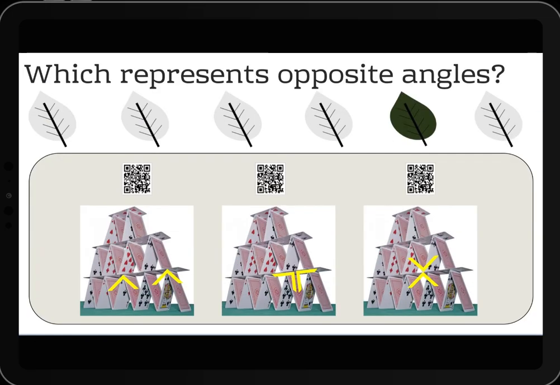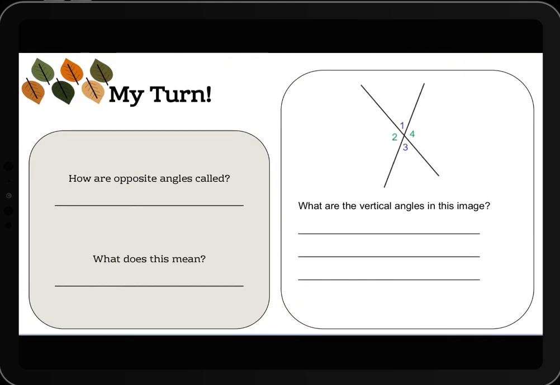Okay, so which of these represents opposite angles? Well, in this case, we should select the final one. That is an angle pair that you should recognize. The opposite angles are called vertical angles. Vertical angles. So this is an old angle relation that we've already discussed before. In our case, the vertical angles would be 1 and 3, 2 and 4.